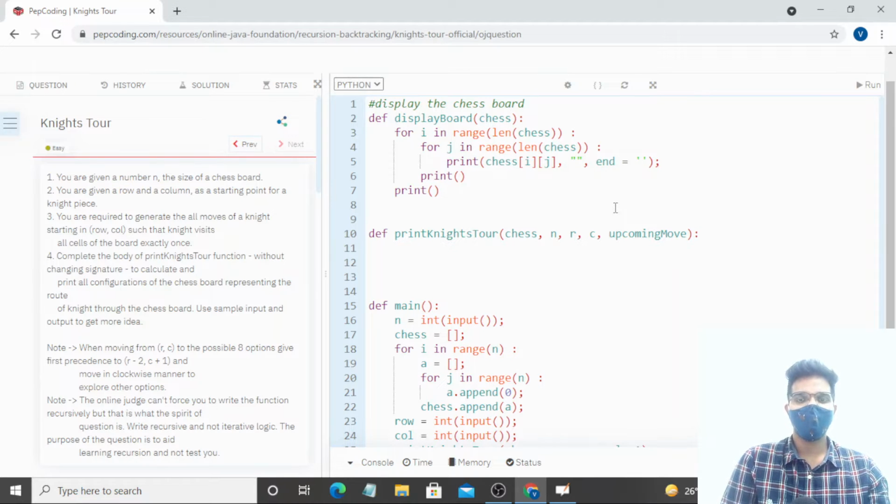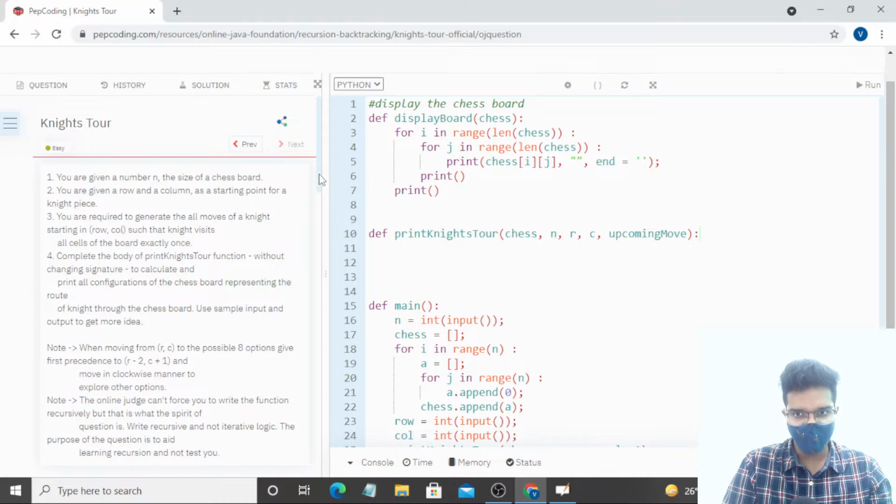So in this video, we are going to discuss our question, Knight's Tour. Let's first understand our question. We are given an n cross n chessboard and we are given a row number and a column number that is the starting point of our knight. What we have to do is generate all the moves of a knight starting in the row and column that is provided to us, such that the knight visits all the cells of the board exactly once. We want to print all the configurations of the chessboard representing the route.